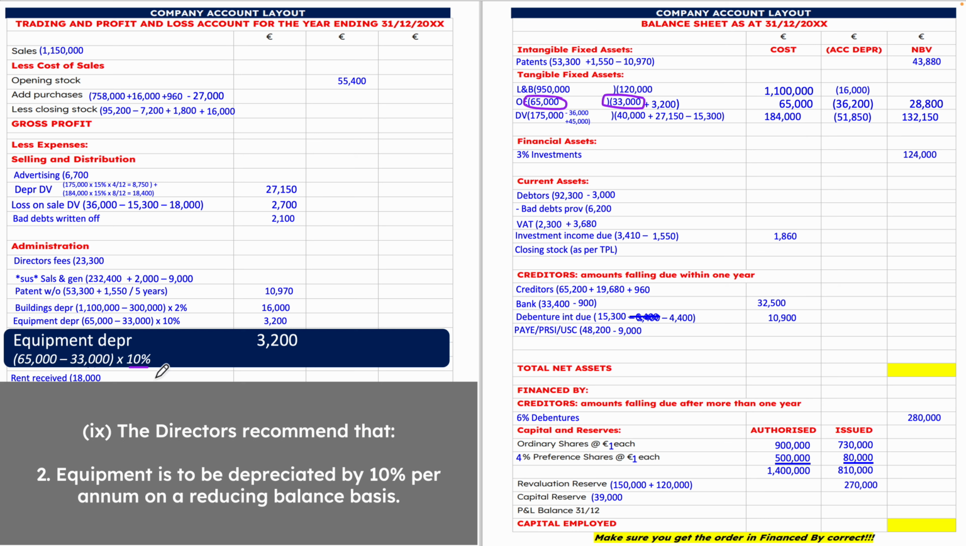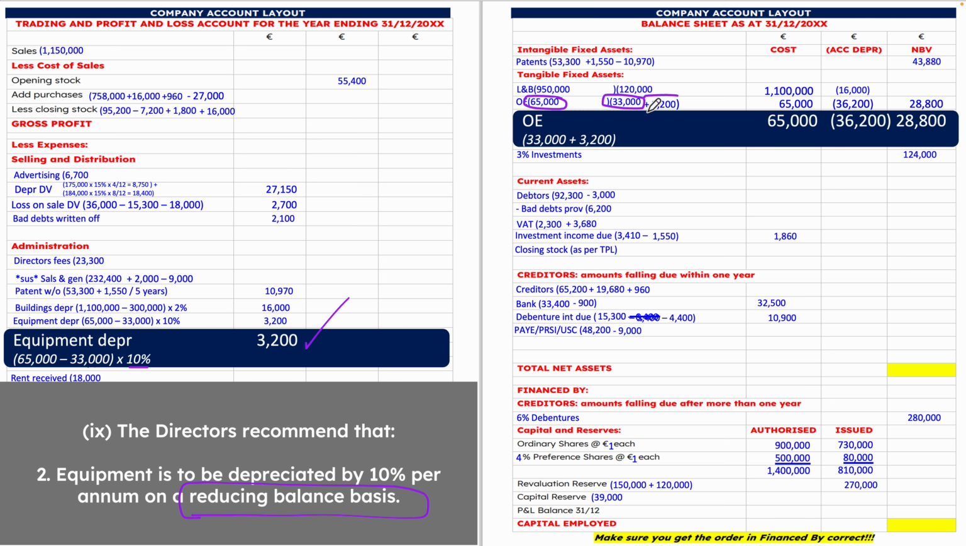So we just multiply that then by 10% because 32,000 is the net book value, right? Which is what we use when it's on a reducing balance basis. We're just calculating it on what it's currently worth after the depreciation has been taken away from it, right? So 3,200 is the equipment depreciation for the year, and then we're going to add that to our 33,000 accumulated depreciation. We're going to have 65,000 as the cost, 36,200 is the accumulated depreciation, and then 28,800 is the net book value then at the end of the year.